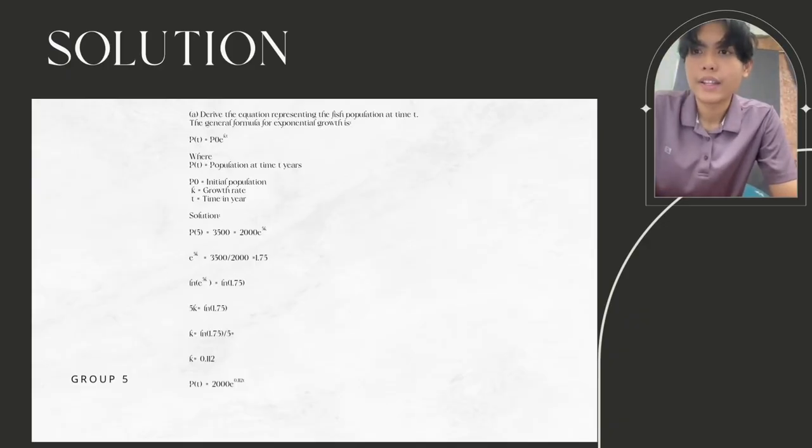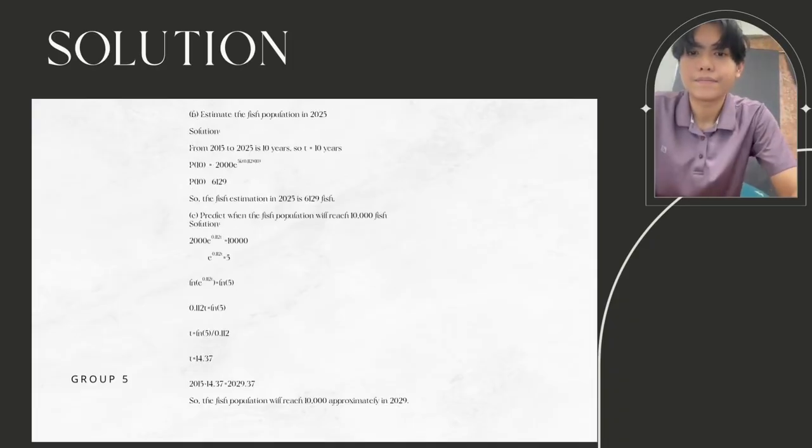So the final general equation for our solution is P(t) equals 2000 e to the power 0.112 times t.